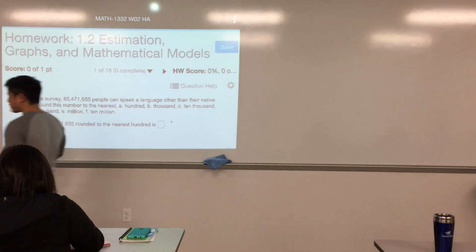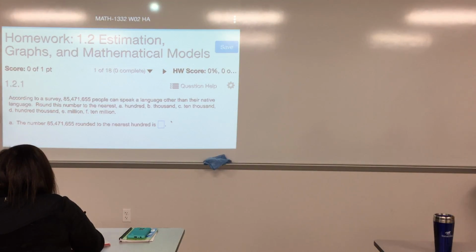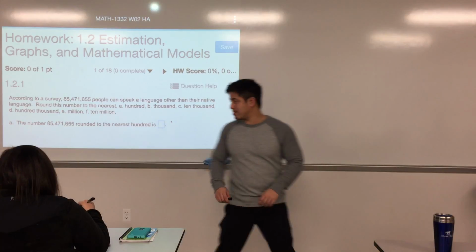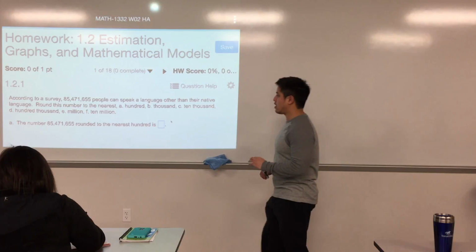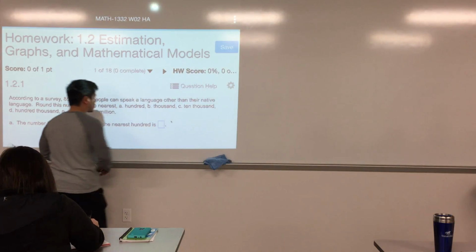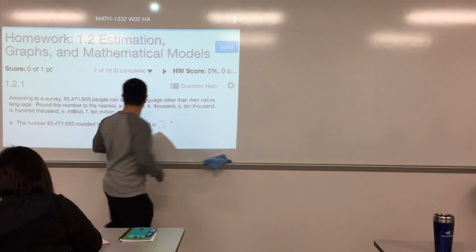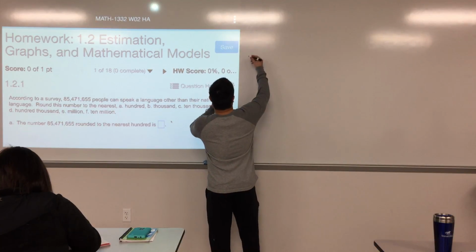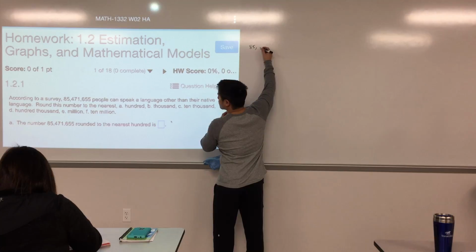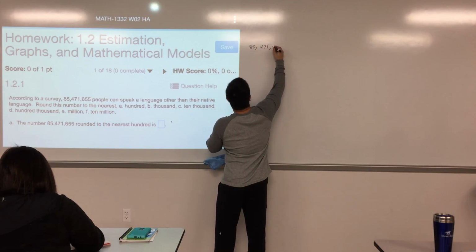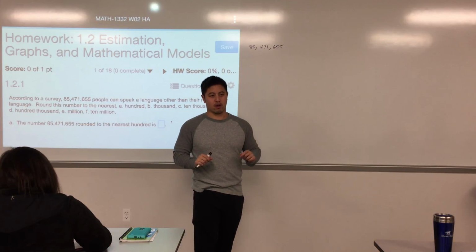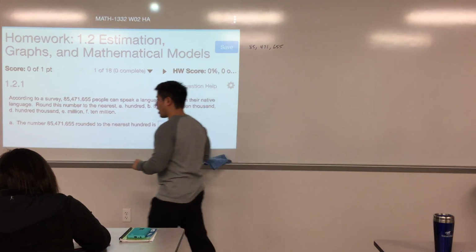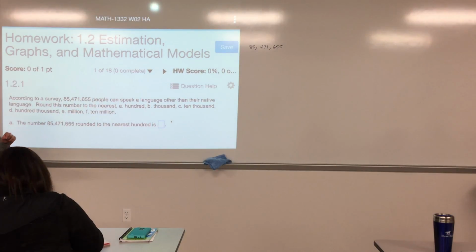Question number 1. According to a survey, 85,471,655 people can speak a language other than their native language. Round this number to the nearest, and there are many parts to this problem, 100, 1,000, 10,000, and so on. So what I'm going to do is write this number down. Okay, so it's 85,471,655. Now, if you're in this class, you should know how to round. Okay? Now, if you don't, I'm going to help you just a little bit, but you really should know how to round if you're in this class.